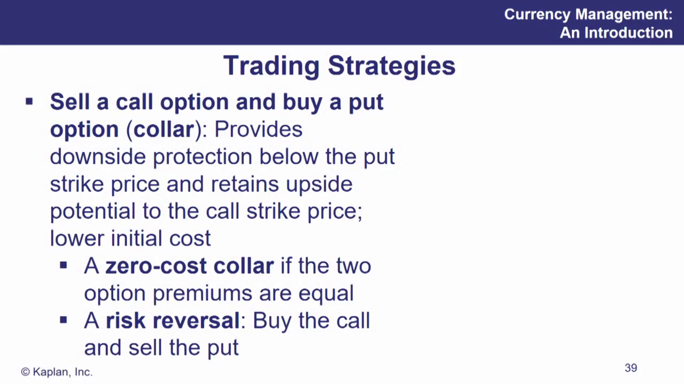Okay, next strategy, sell a call option and buy a put option. We call this a collar. All right, so this provides us some downside protection because we have the put option. We also retain some upside potential. However, it's going to be limited because we've sold a call option, right?